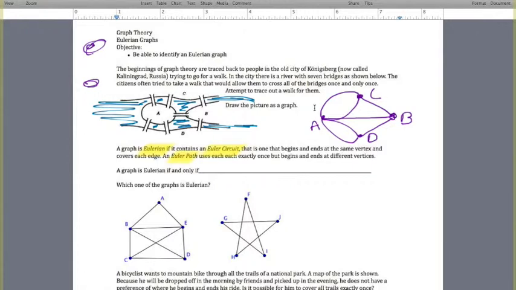Okay. A graph is Eulerian if and only if. So this is going to be our theorem or our rule that will allow us to look at a graph and determine if it has these Euler paths and circuits. A graph is Eulerian if and only if all vertices have even degree. If every vertex of the graph has an even degree, it is Eulerian, which means there's an Euler circuit. That means it is possible to begin and end at the same spot and cover every edge once. Okay?